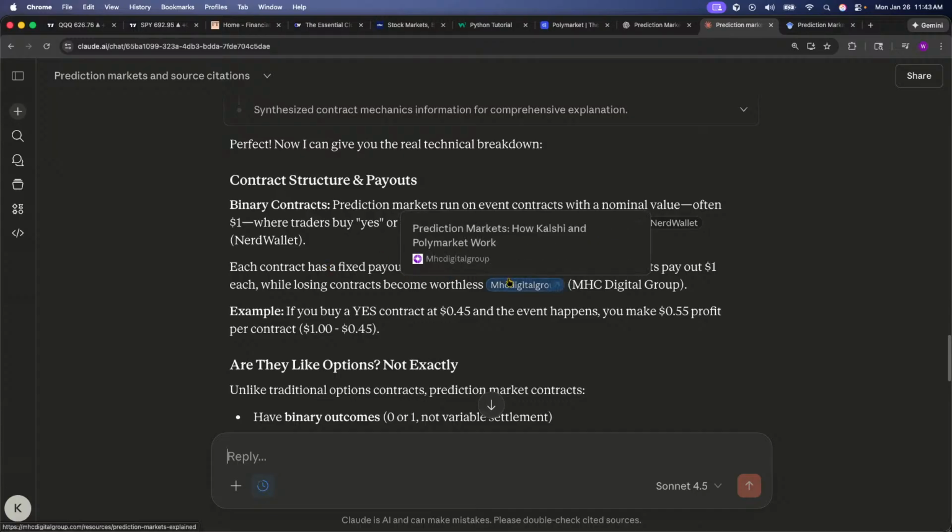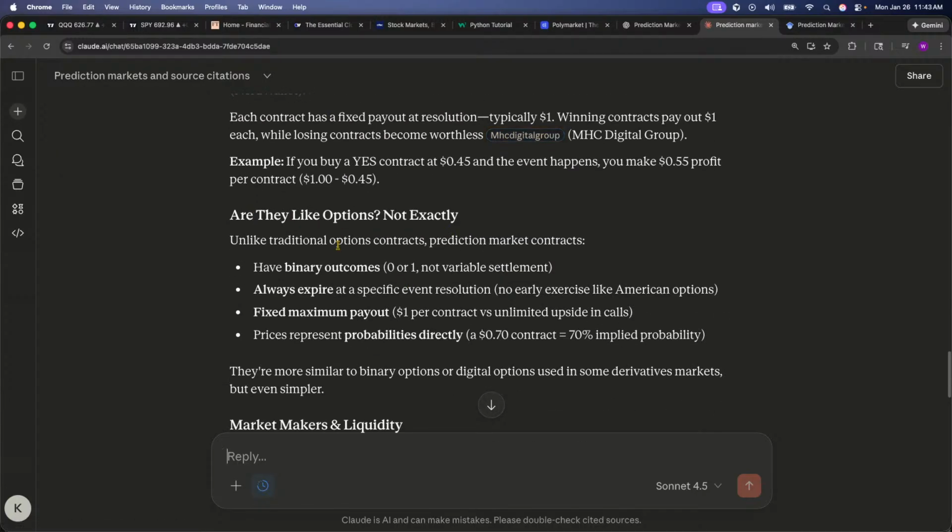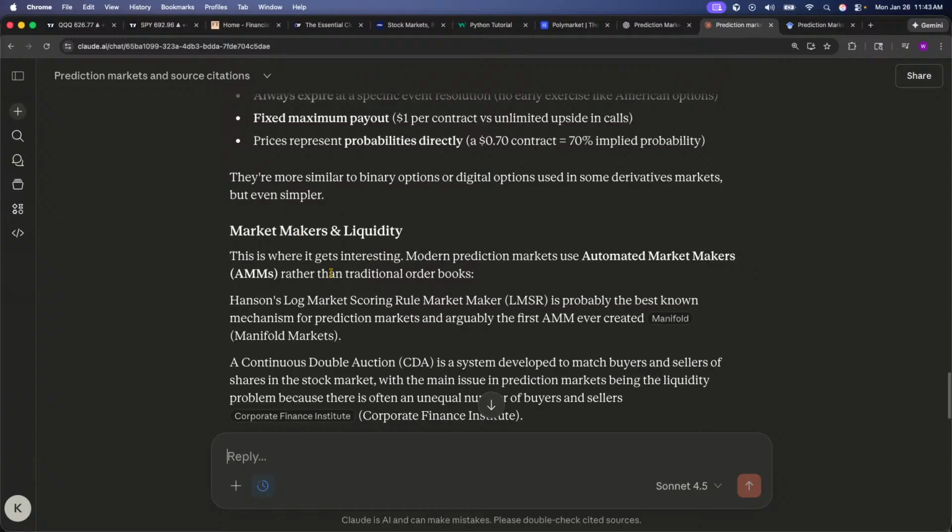Market makers. This is where it gets interesting. Modern prediction markets use automated market makers (AMMs). But an automated market maker is just another way of saying a bot. So if I can make a bot, it's not really binary. No, only blockchains, but Polymarket is. Polymarket is the blockchain.